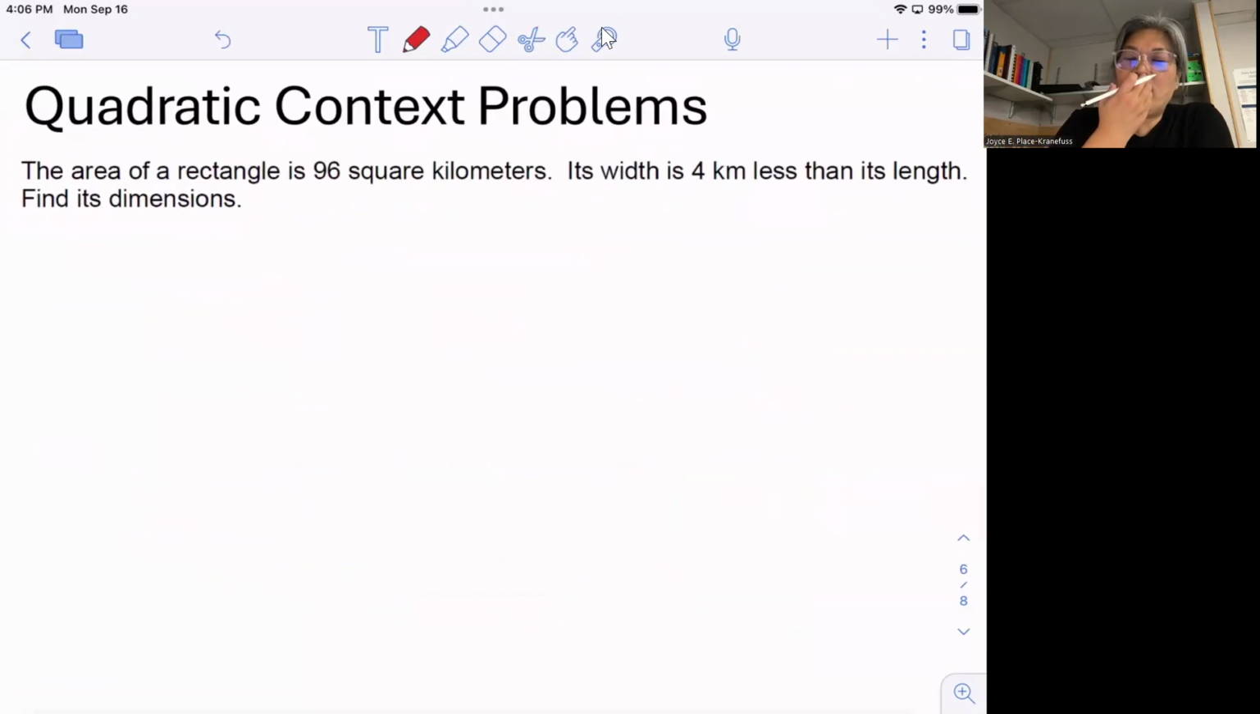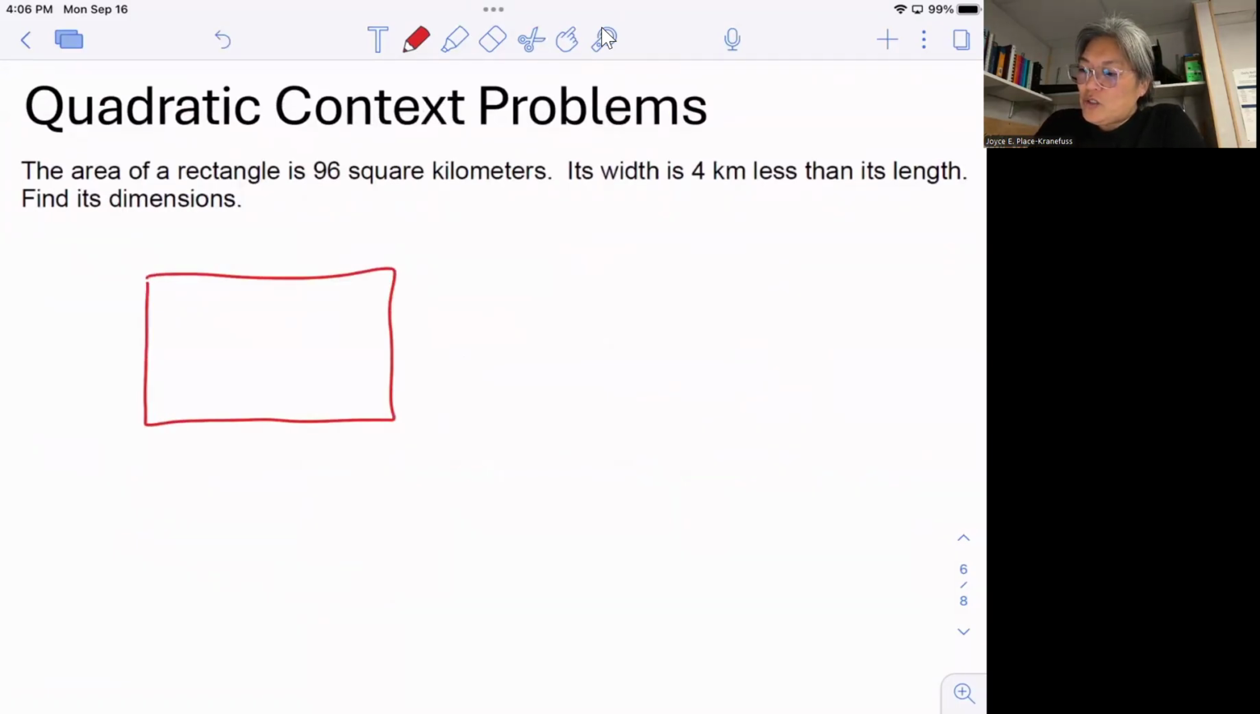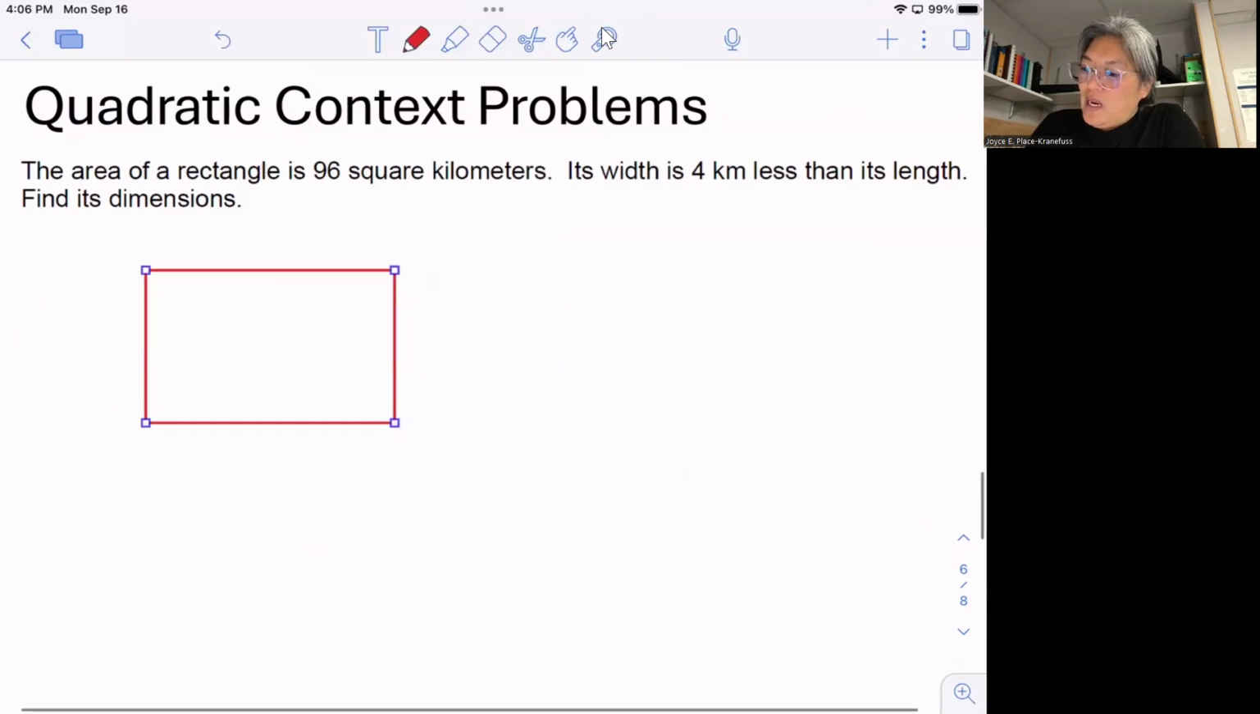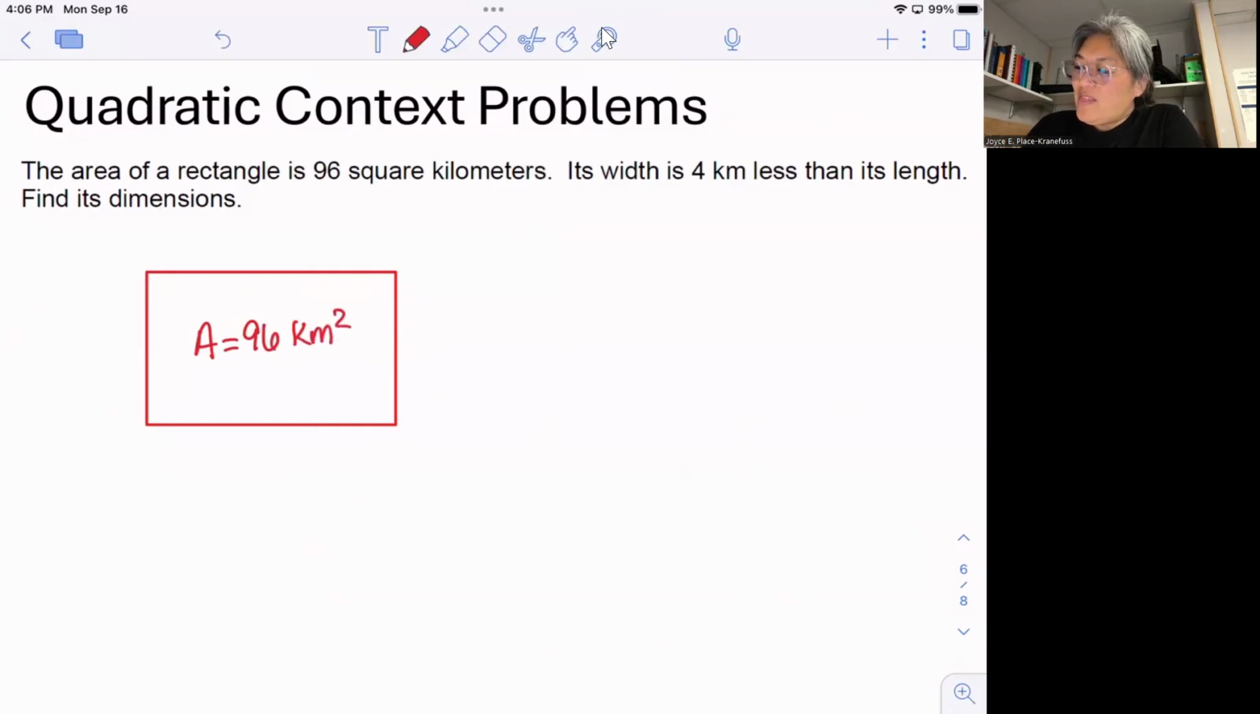All right, very similar. We got another rectangle. Again, I like pictures. I like pictures that snap. There we go. Area is equal to 96 kilometers squared. Width is 4 less than the length. So that's width is 4 less than the length.